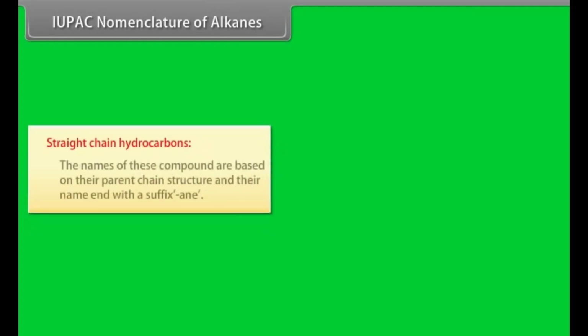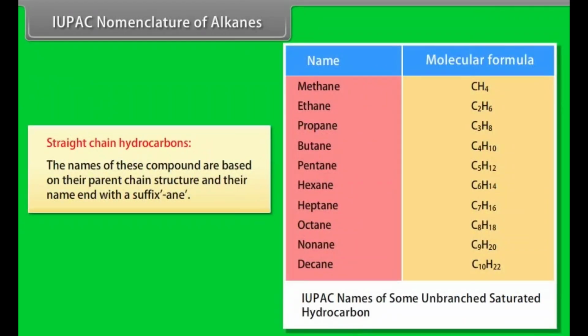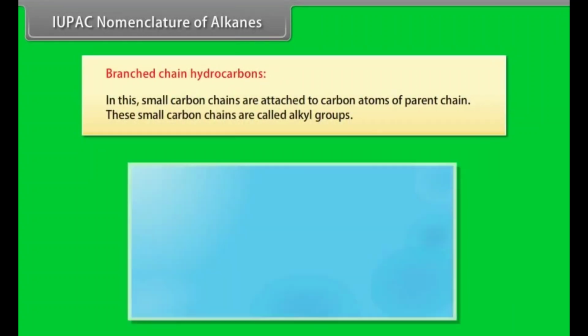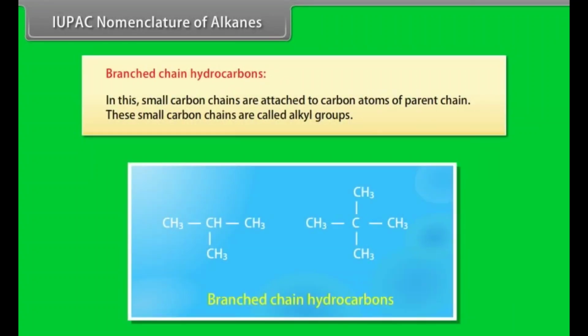IUPAC nomenclature of alkanes. Straight-chain hydrocarbons. The names of these compounds are based on their parent chain structure, and their name ends with the suffix ANE. Branched-chain hydrocarbons. In this, small carbon chains are attached to carbon atoms of the parent chain. These small carbon chains are called alkyl groups.